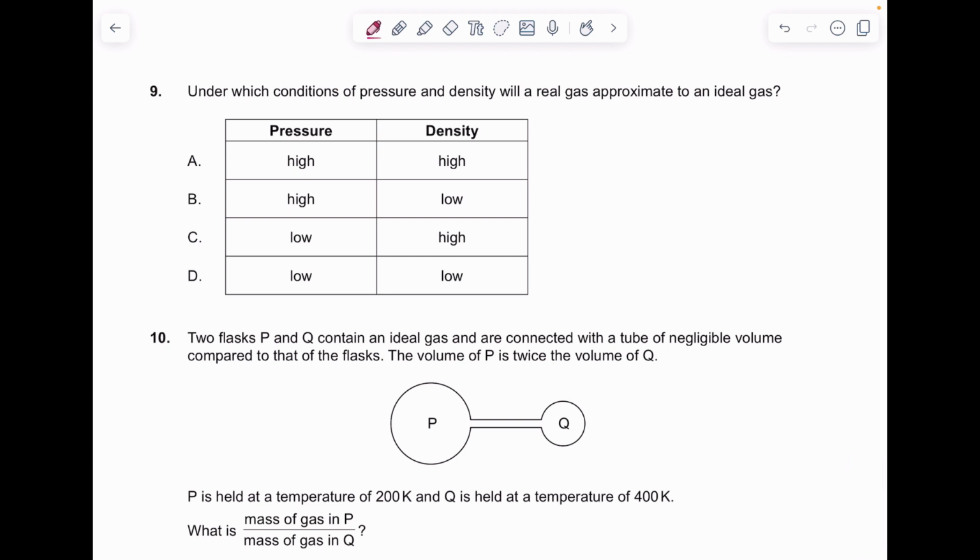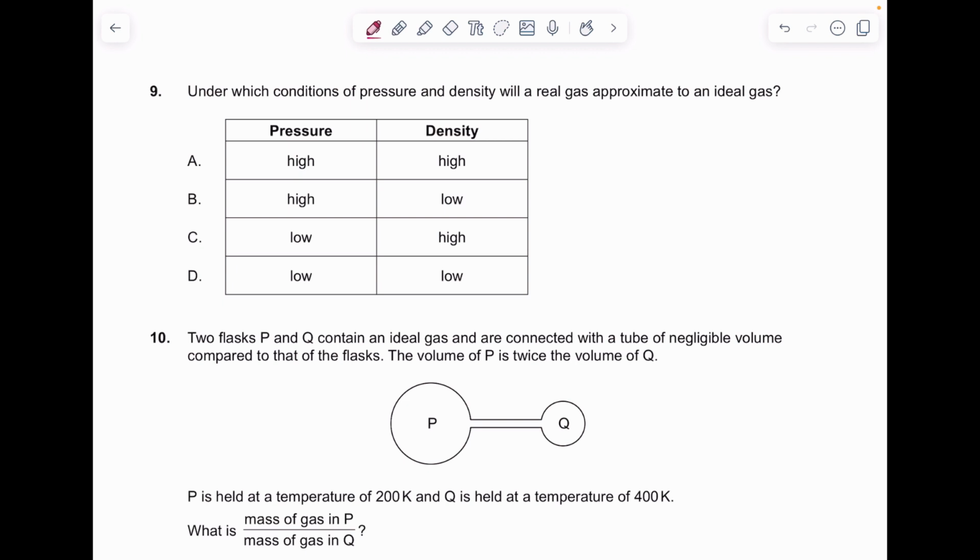Question 9. Under which conditions of pressure and density will the real gas approximate to an ideal gas? So in an ideal gas, the particles are taking up a virtually non-existent amount of the actual volume of the gas. So we need the gas to take up a large amount of space, and the particles to be incredibly spread out within that. We also need there to be virtually no forces of attraction between the particles in the gas. So again, we need them to be incredibly well spaced out, very far apart from each other.